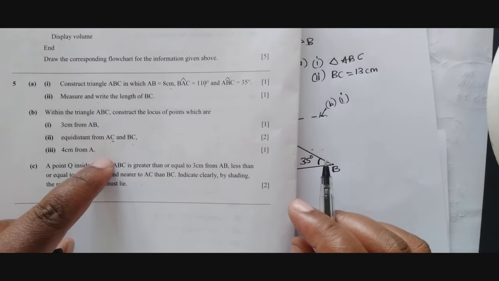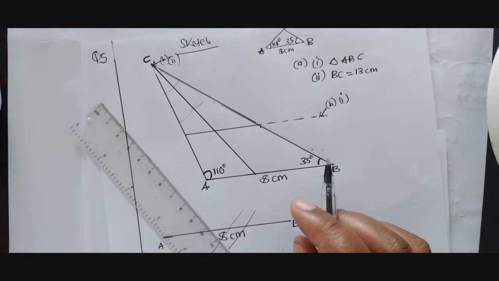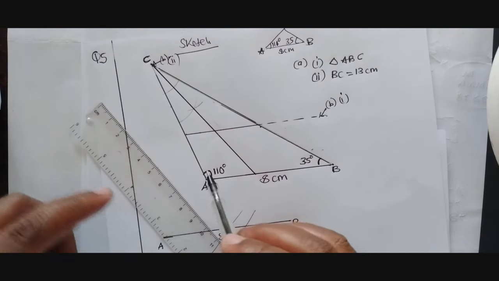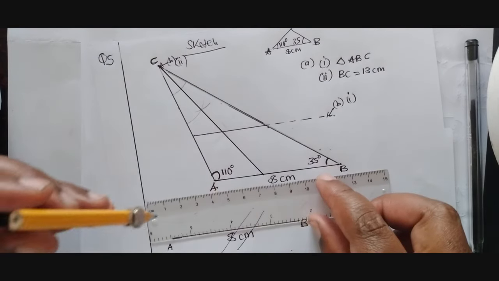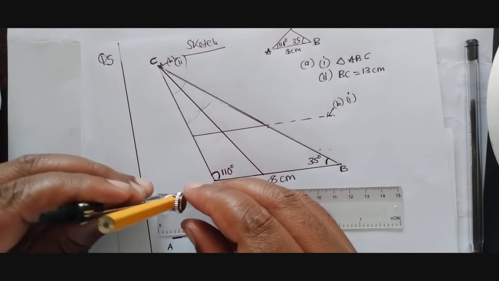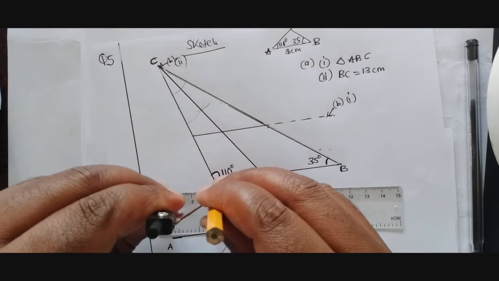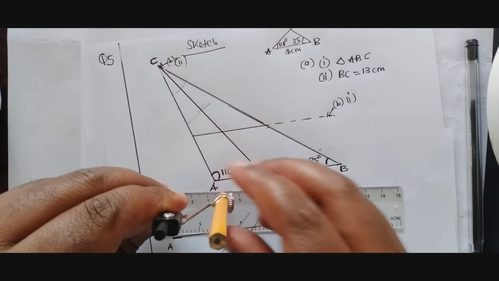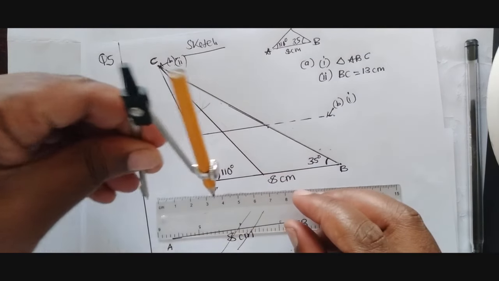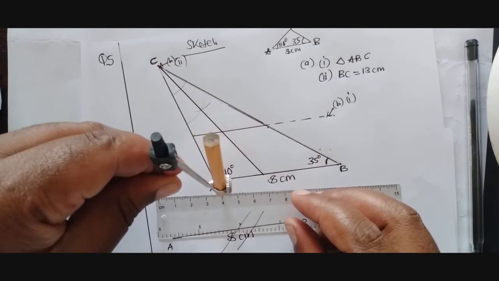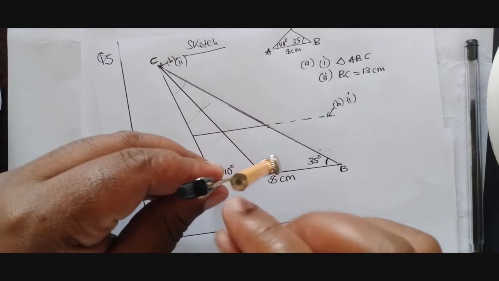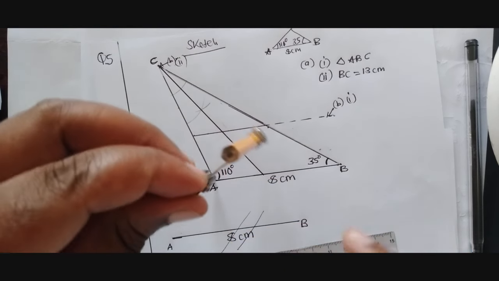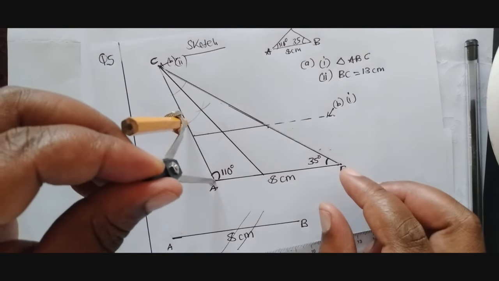4 centimeters from A. Okay. Which one is A? This is A. So 4 centimeters from A. You measure 4 centimeters using a compass on a ruler. So you go up to here. I think you're able to see. That is the 4. Then you go to A and create an arc. Just hold the compass, create an arc inside the triangle.